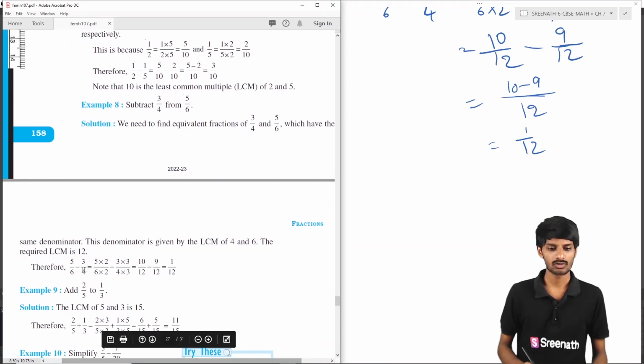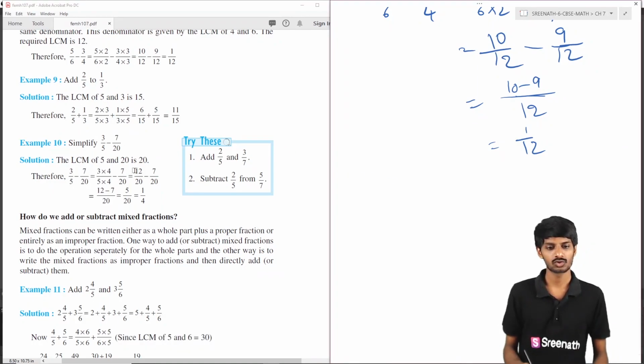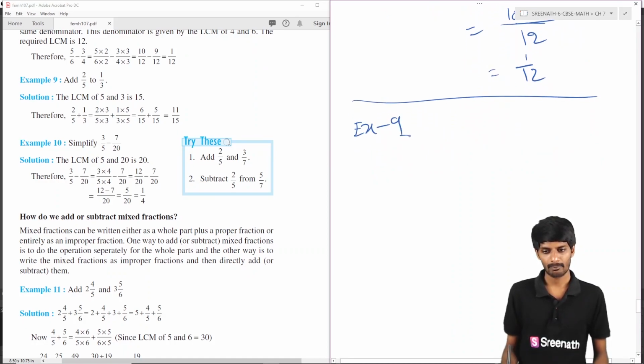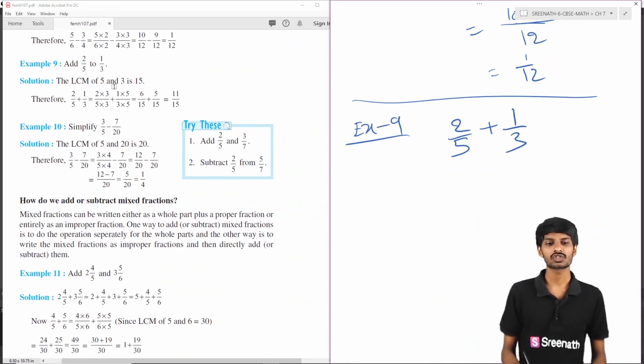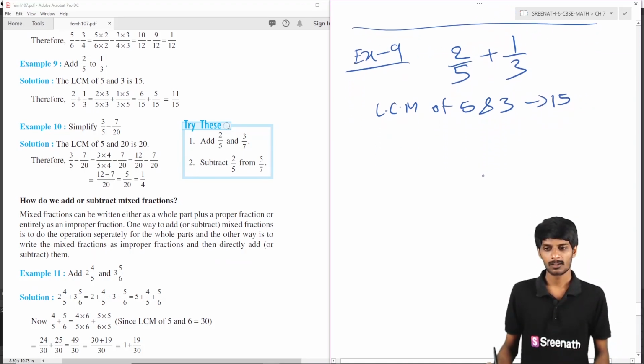So in this process we have to do it, students. Here there are examples, so I will explain this. Example 9. We have to add 2 by 5 plus 1 by 3. How will you do it? First you have to find the LCM of the denominators. The LCM of 5 and 3 is nothing but 15. Okay students, so you have to make both fractions into denominator 15.